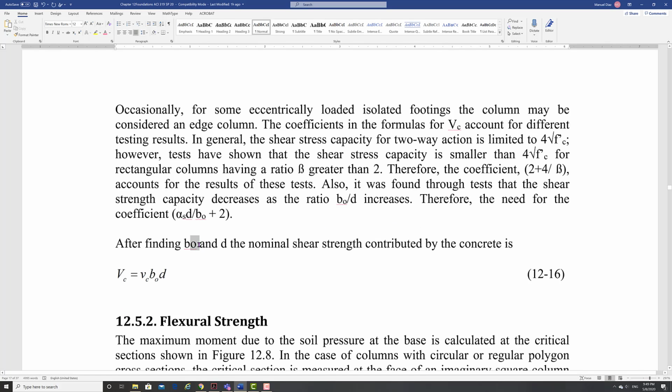Okay. All right. So after you find your B naught, right? So I showed you already how to find it. You find your B naught. Then how do you change your lowercase v sub c into a V sub c that we normally use, right? We multiply by B naught D. And that makes it now the V sub c that we normally use. All right.